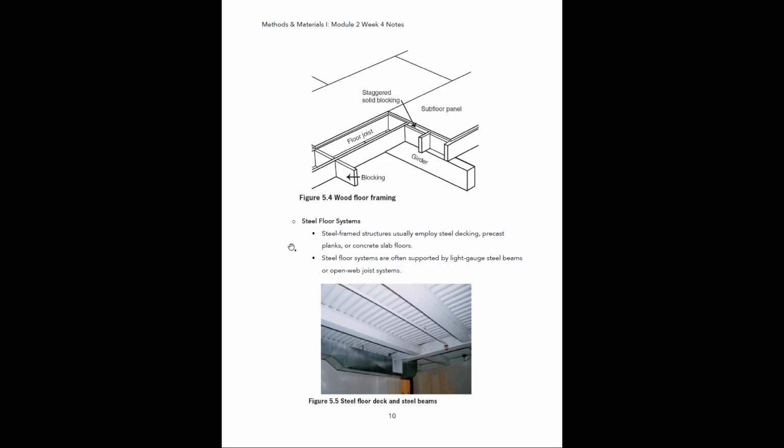All right, steel floor systems. Steel frame structures usually employ steel decking, precast planks, or concrete slab floors. Steel floor systems are often supported by light gauge steel beams or open web joist systems. We've talked about all of this already, but you can see here we have our beams coming across, and then there's that corrugated metal decking, and then on top of that would be our concrete.